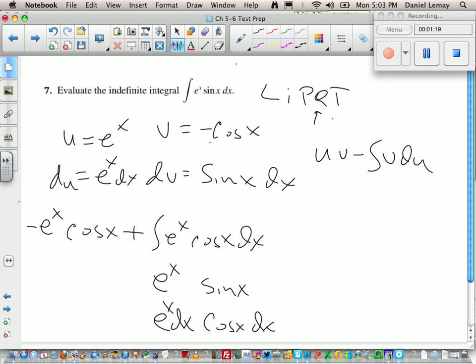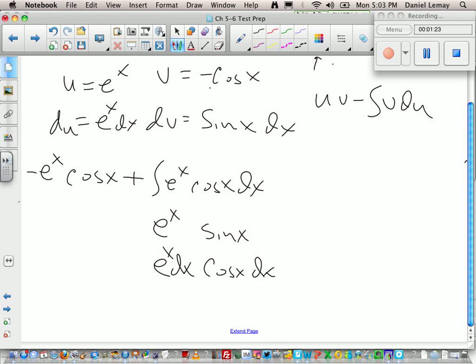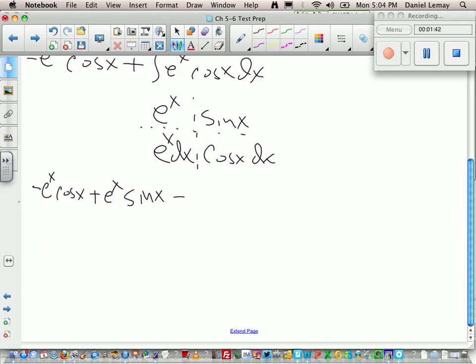So I'm going to let the same kind of u substitution happen. E to the x cosine x dx. The derivative of e to the x is e to the x dx. The antiderivative of cosine x is sine x. Alright, so we're going to set that up. I hope you don't mind me not putting the u and the v here. I just did that same box.